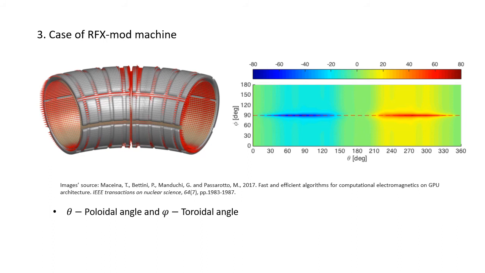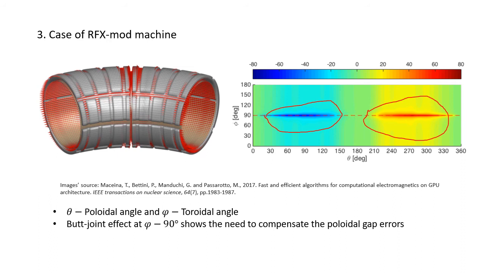After plotting the 2D graph, it was observed that the radial component of magnetic flux density was not uniform at a toroidal angle of 90 degrees. The reason for that was identified as the butt joint effect, which was caused by the poloidal gaps. So in this case, it clearly shows that an error correction should be done at poloidal gaps using necessary methods.